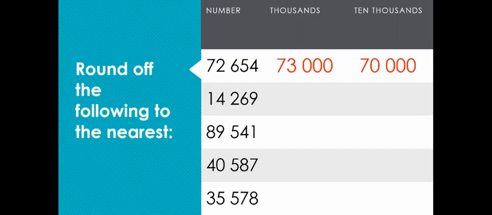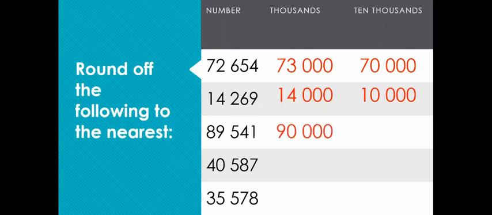Number 2, 14,269. Round it to the nearest thousands. The answer is 14,000. Round it off to the nearest 10,000s. The answer is 10,000. Number 3, 89,541. Round it off to the nearest thousands. The answer is 90,000. Round it off to the nearest 10,000. The answer is 90,000.